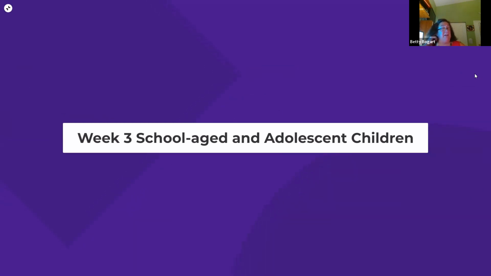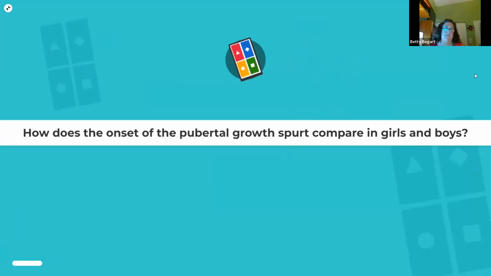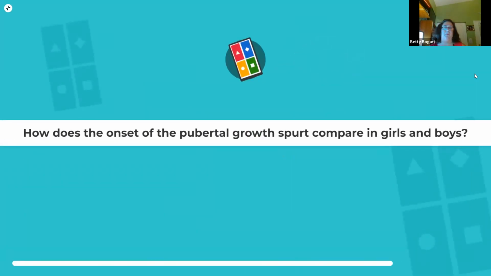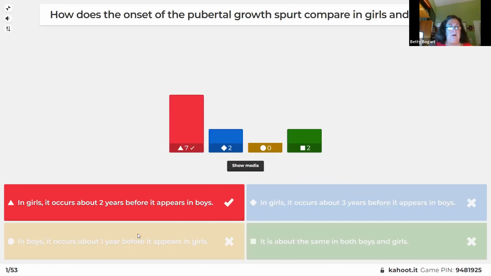Week 3, school age adolescents. How does the onset of pubertal growth spurt compare in girls and boys? So in girls, it's 2 years before boys. Whether it is 10 and 12, that's usually the numbers that they come up with.